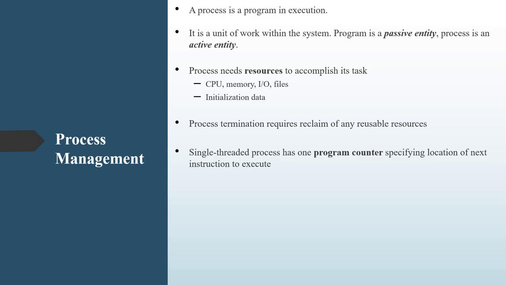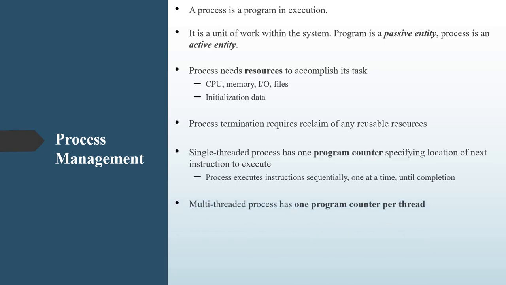So what is the role of the program counter? We know very well a process is a program execution. The program contains a set of instructions. So which instruction is going to execute next? That information is available in the program counter. So if the process is a single-thread process, it has only one program counter, to know where we need to start and what the next instruction is.